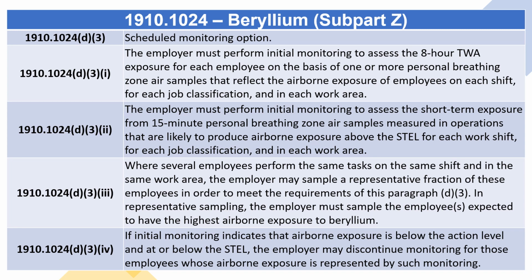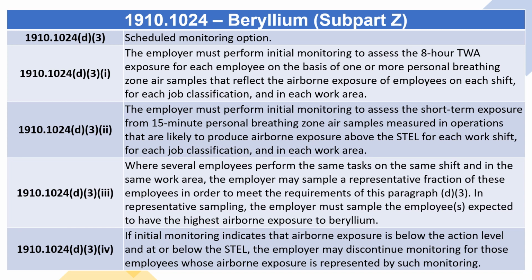1910.1024(d)(3), scheduled monitoring option. 1910.1024(d)(3)(i) through (d)(3)(viii), the employer must perform initial monitoring to assess the 8-hour TWA exposure for each employee on the basis of one or more personal breathing zone air samples that reflect the airborne exposure of employees on each shift, for each job classification, and in each work area.